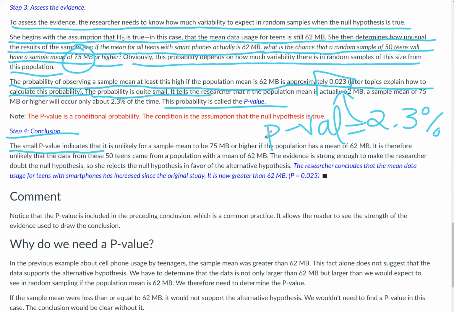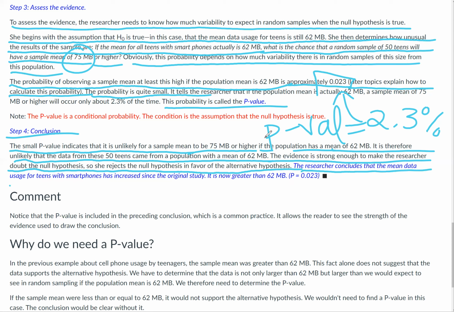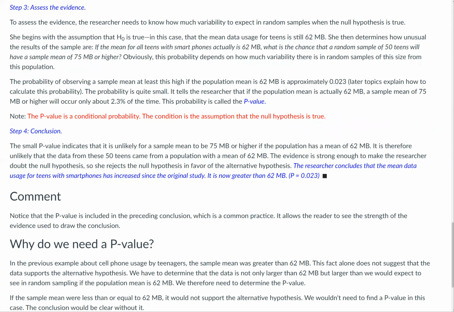The small p-value indicates that it is unlikely for a sample mean to be 75 megabytes or higher if the population has a mean of 62 megabytes. It's therefore unlikely that the data from these 50 teens came from a population with a mean of 62 megabytes. The evidence is strong enough to make the researcher doubt the null hypothesis, so she rejects the null hypothesis in favor of the alternative hypothesis. Specifically, the researcher concludes that the mean data usage for teens with smartphones has increased since the original study. That is, it is now greater than 62 megabytes.